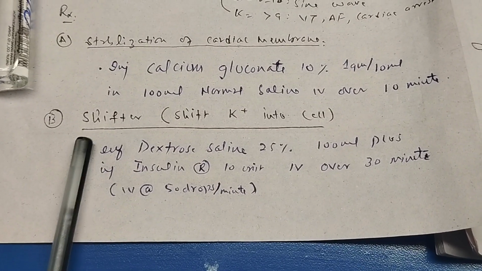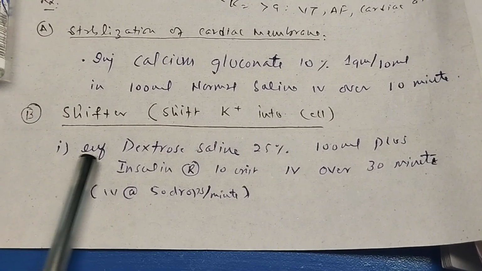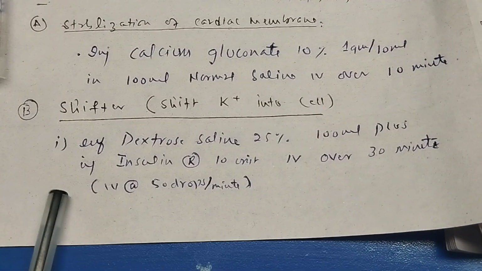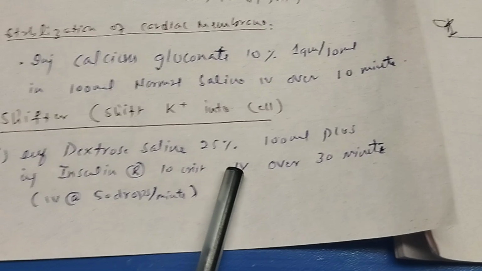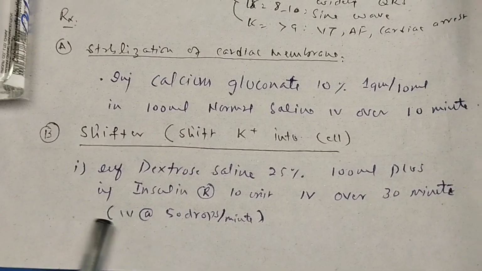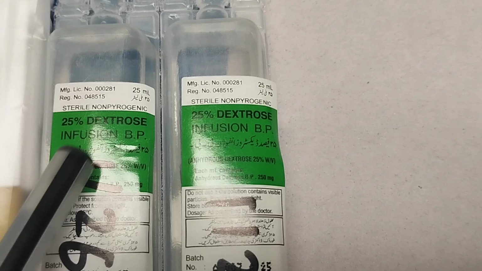Now the second treatment is to shift the potassium into the cell, like an infusion of dextrose saline 25% 100 ml plus injection insulin regular 10 units IV over 30 minutes. Now let us explain this. This is called D-potash. What does D-potash in hyperkalemia mean? This is 25% dextrose saline.